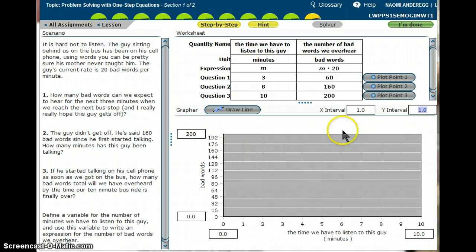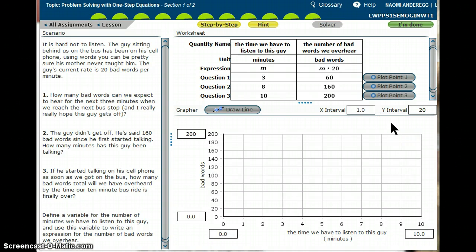You can see all my lines are so close that I can hardly tell there's any space between them. So I want to change this interval between lines so that I can see a little more clearly. Looks like all my numbers are multiples of 20, so I'm going to use 20 as my interval. That way all my numbers should be on a line. It'll be nice and easy to plot them. And I can see all those lines. They're not so close together that they're useless.